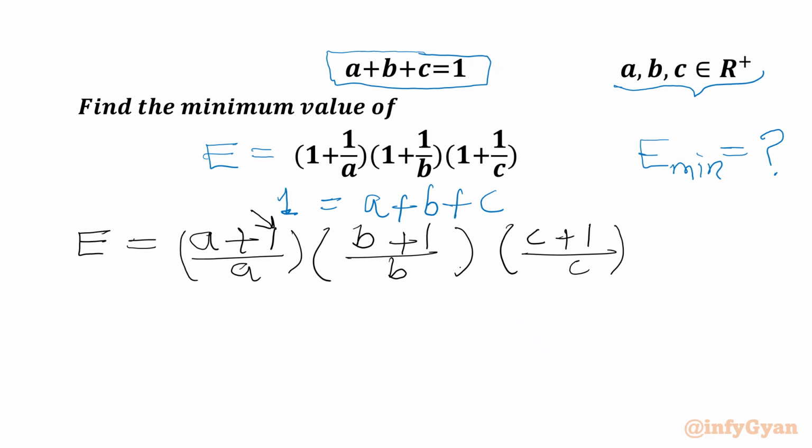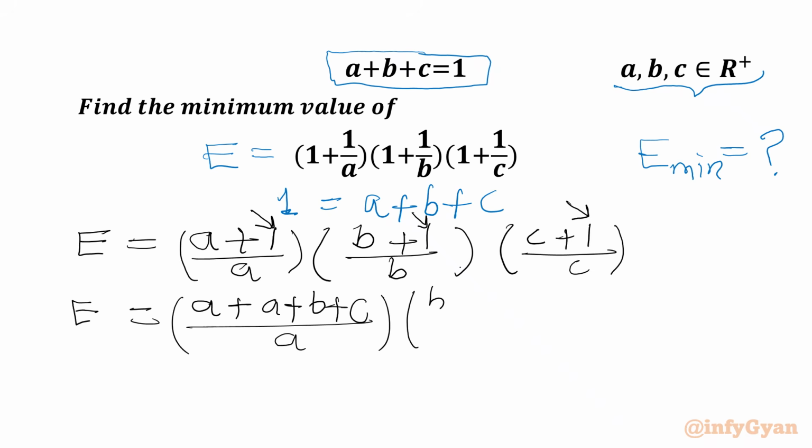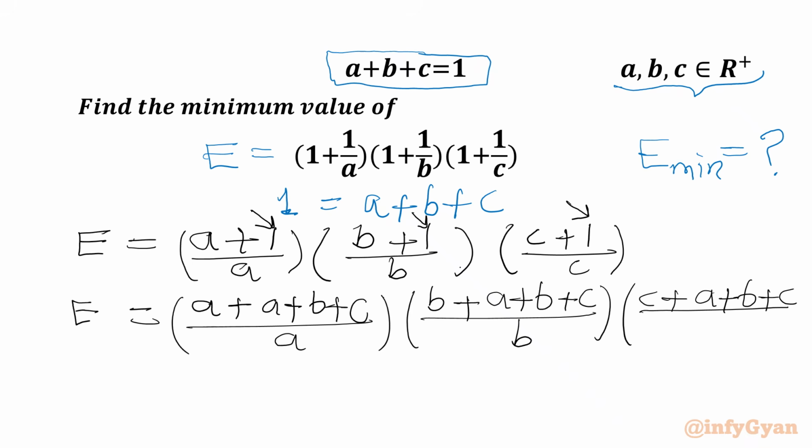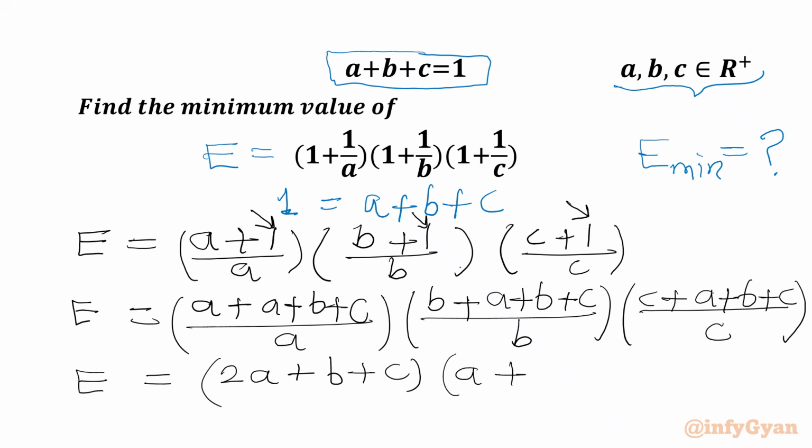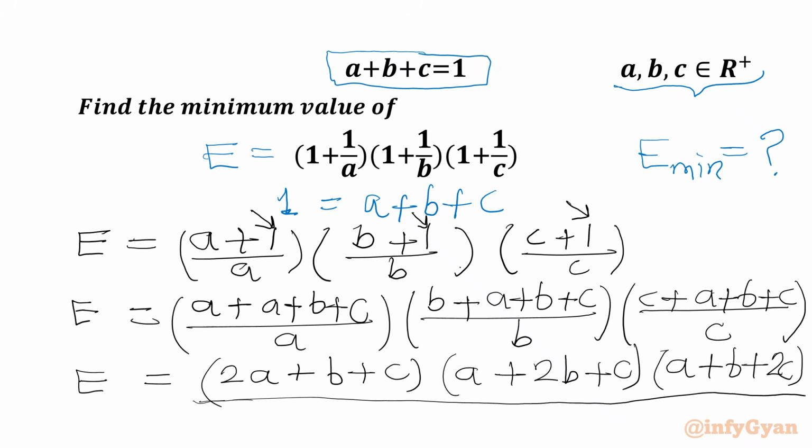Now here we can write A plus B plus C. So we will get E equal to A plus B plus C over A times B plus, in place of 1 we'll write A plus B plus C, then we have B in the denominator, times C plus, we'll write A plus B plus C in place of 1, denominator is C. So E will become 2A plus B plus C times A plus 2B plus C times A plus B plus 2C, and in denominator we'll write A times B times C, it is ABC.